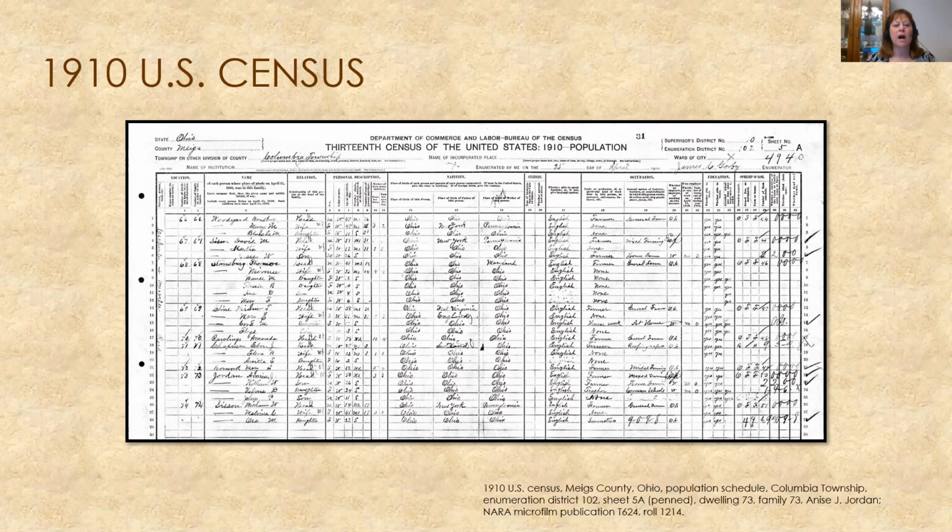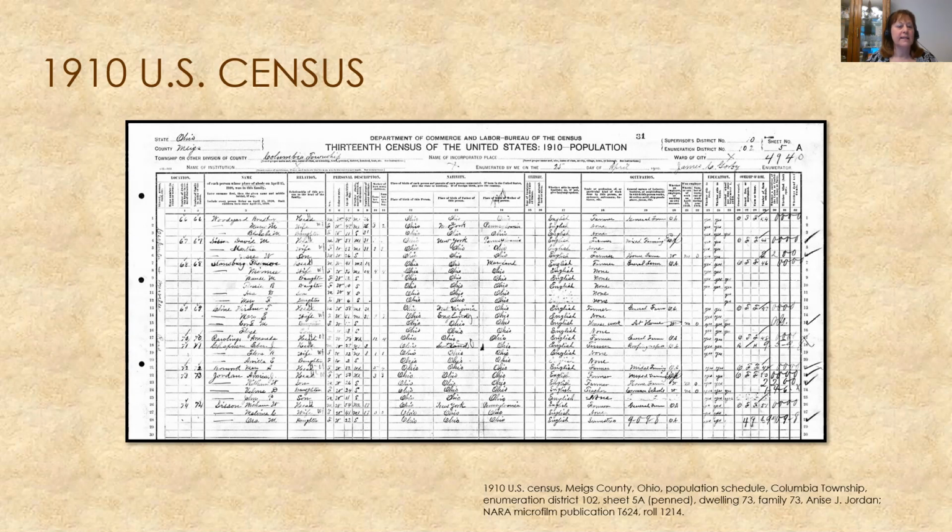The question on whether or not the person could speak English was expanded to include the language the person did speak if it wasn't English. For example, German, Yiddish, or French. This could provide clues as to where your ancestor may have immigrated from.